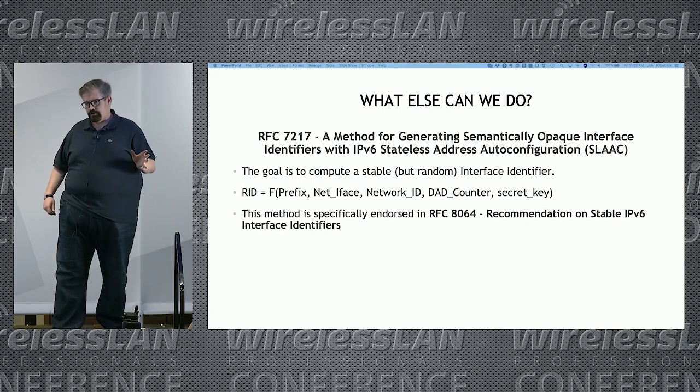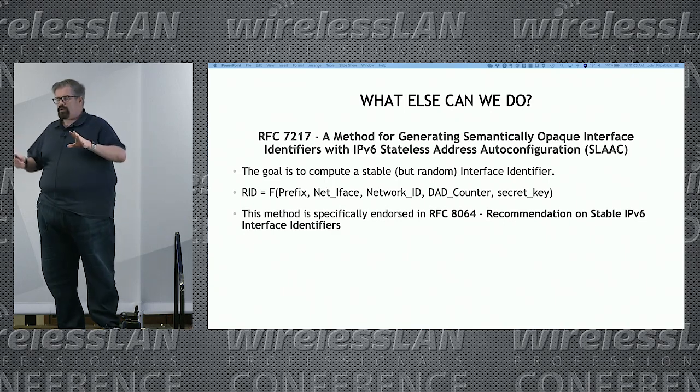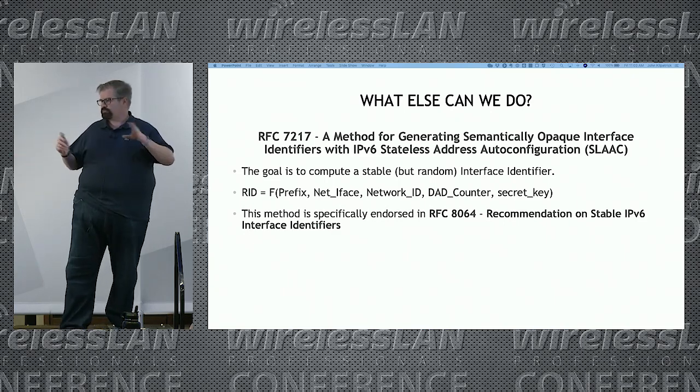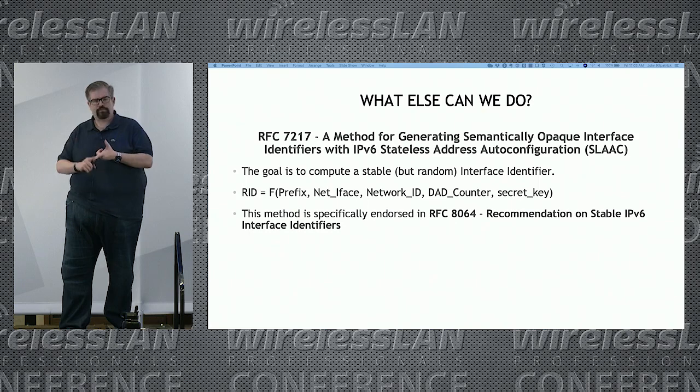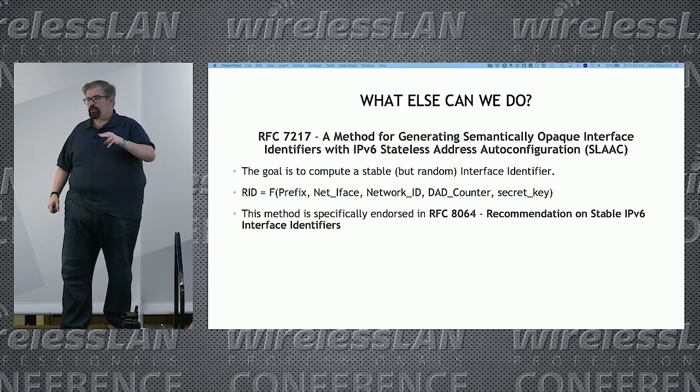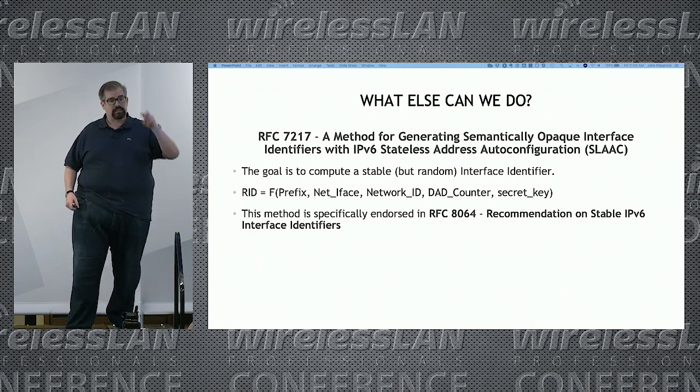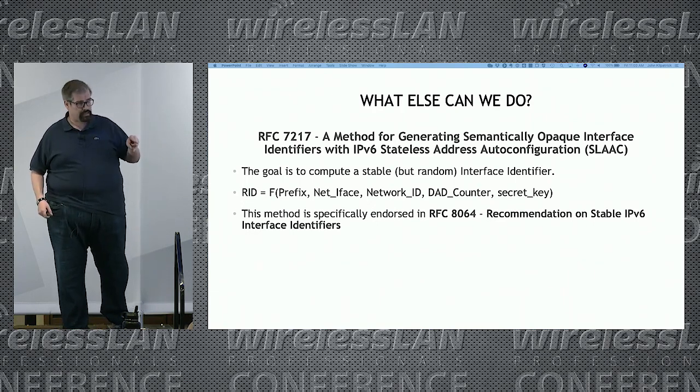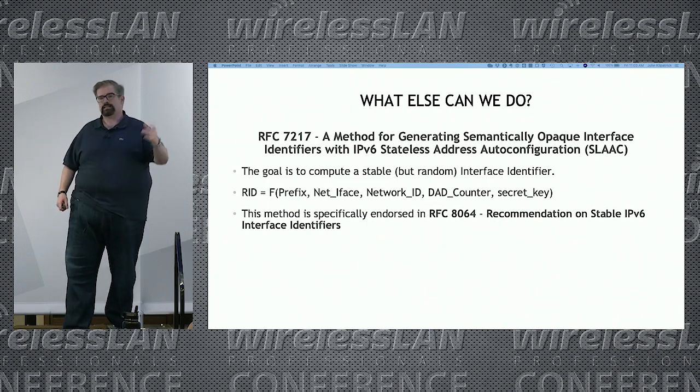I've just been calling them secure addresses. And so what happens is you take a bunch of variables: the prefix number, the name of the interface, like on a Mac it's like EN0, whatever the actual name of the interface is, the network ID, which the spec specifically says is optional, but that can be the SSID, and the DAD counter, that's if you try this once and it fails, you increment that one and try again. And a secret key, which is implemented when you first install the OS.